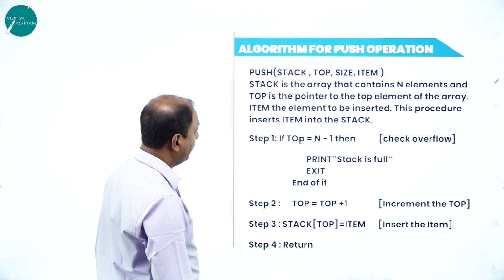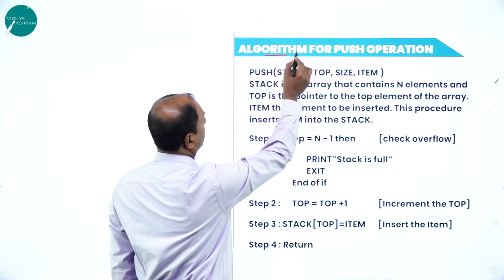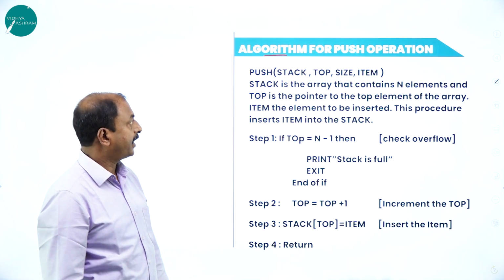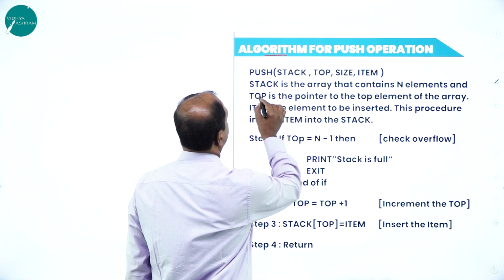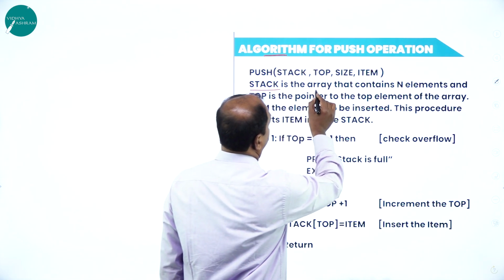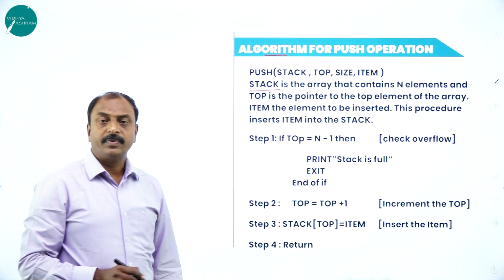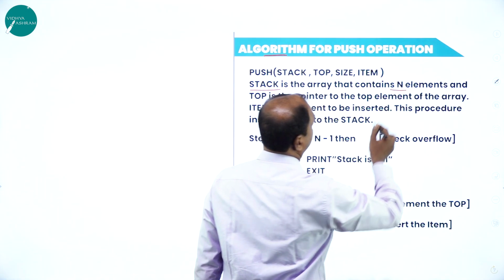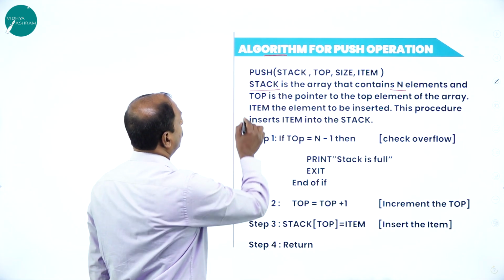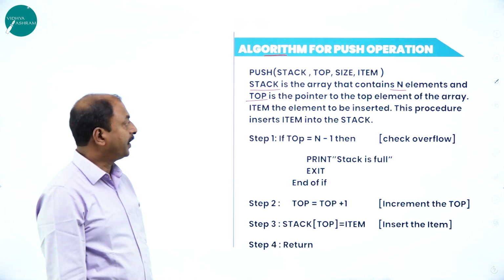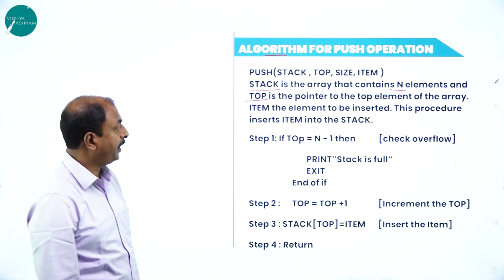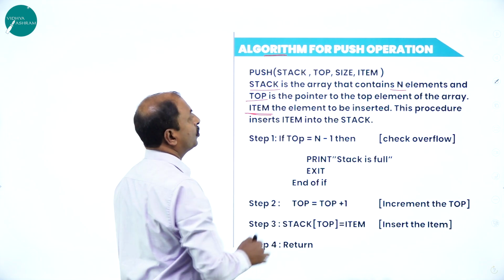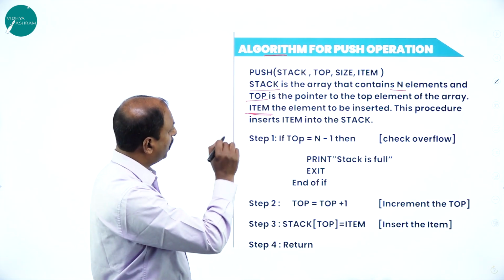In the next slide, we are learning an algorithm. This is an algorithm for the push operation, or how to insert an element into a stack. So let us assume that stack is an array. It is the name of an array, because we are implementing the stack through an array containing n elements. So this is the size of the array, and we know that top is the point where we can insert a new element into the array. And item is a variable, the item to be inserted at the position top.